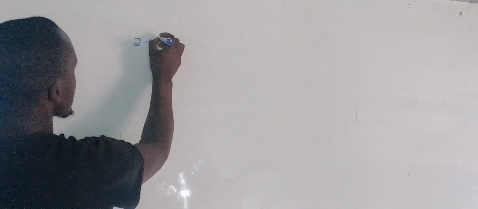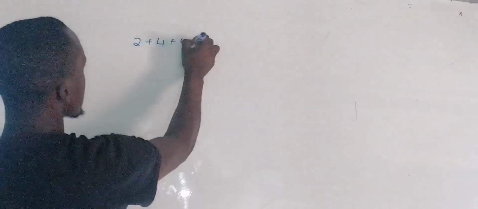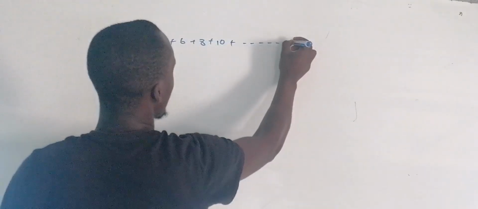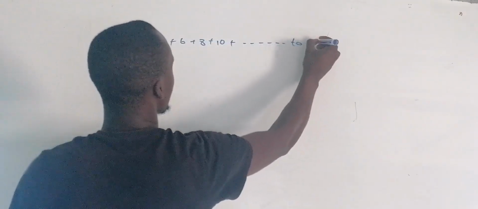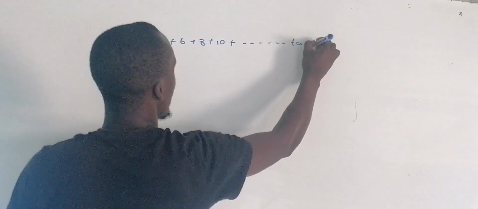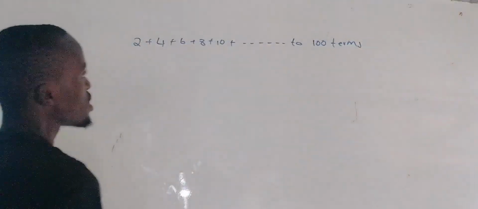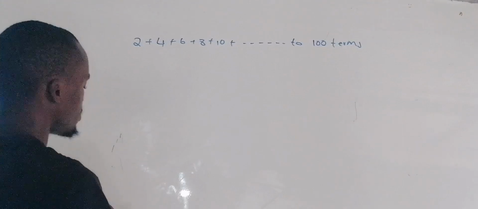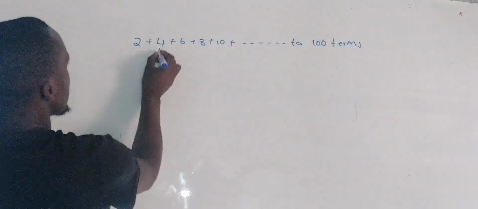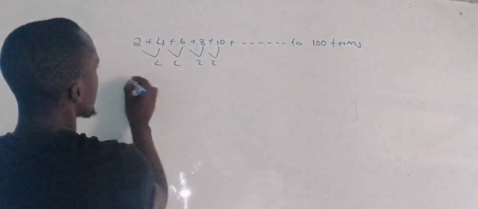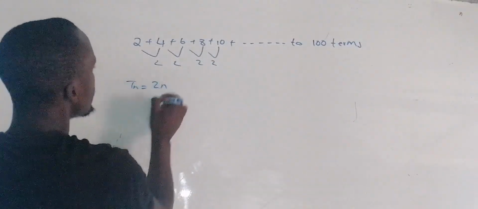Okay. 2 plus 4 plus 6 plus 8 plus 10 plus 12, up to 100 terms. Then they want you to represent this in sigma notation. It's 2, 2, 2, 2, meaning that the general formula will be 2n, right?